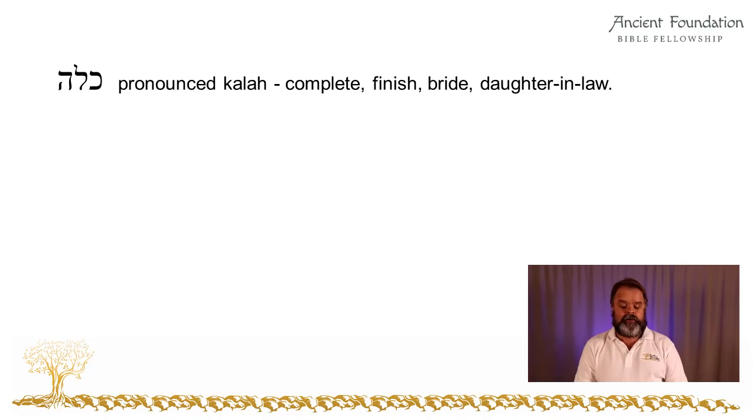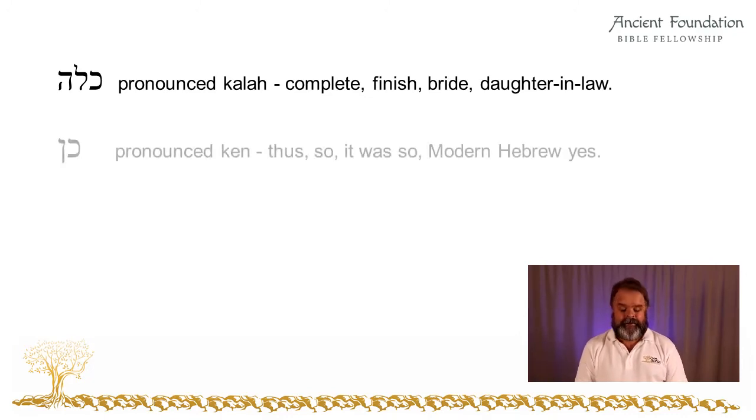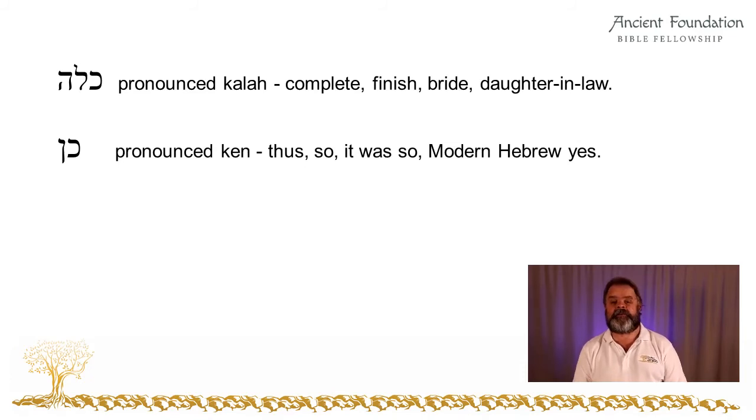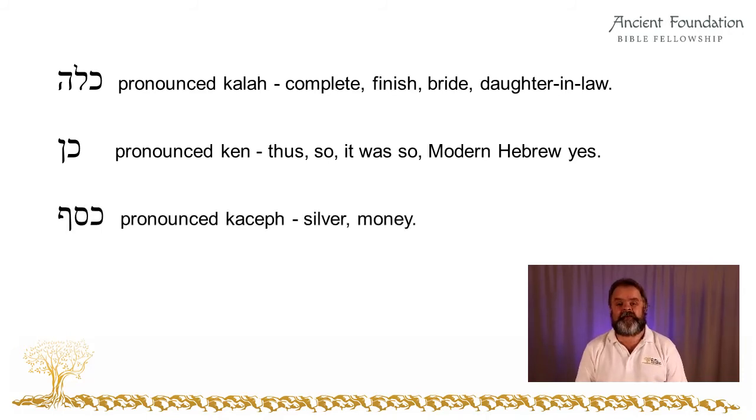The next word I want to show you is pronounced ken, and it means thus, so, it was so. And this is the modern Hebrew word for saying yes. It's the word ken. The next word is pronounced kasef, and this is the Hebrew word for silver and money. The word kasef.